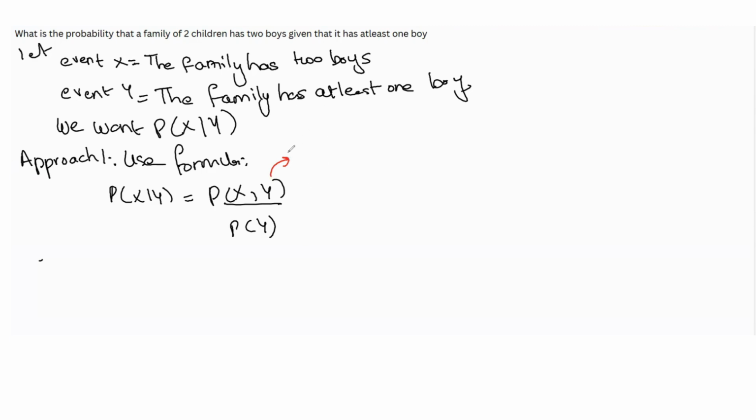So the probability of X and Y is essentially the probability the family has two boys and the family has at least one boy. Since it's a family of two children, the intersection of these two events, two boys and at least one boy, just simply means the family has two boys. So the probability of Y is just the family has at least one boy.